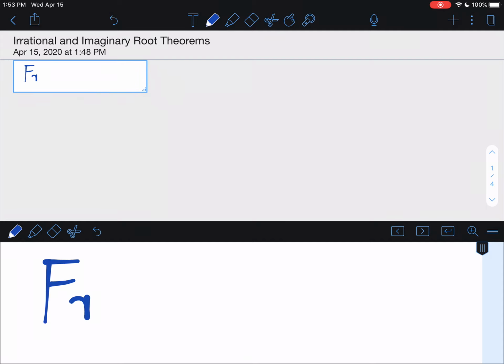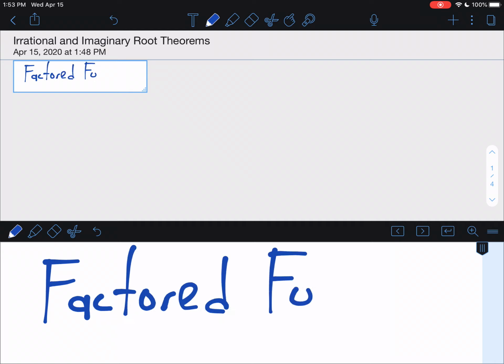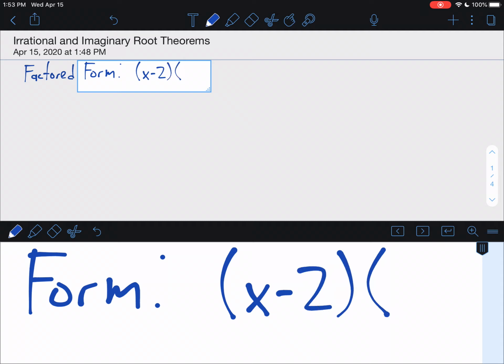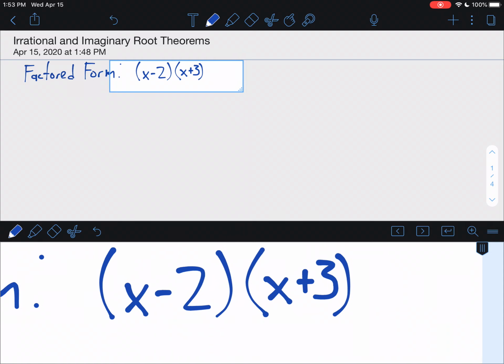So we had factored form. And a quadratic in factored form would just be something like x minus 2 times x plus 3. And if I were to multiply those out, I would get a quadratic. And if I had set this equal to 0, that would tell me that my roots of this quadratic are positive 2 and negative 3.